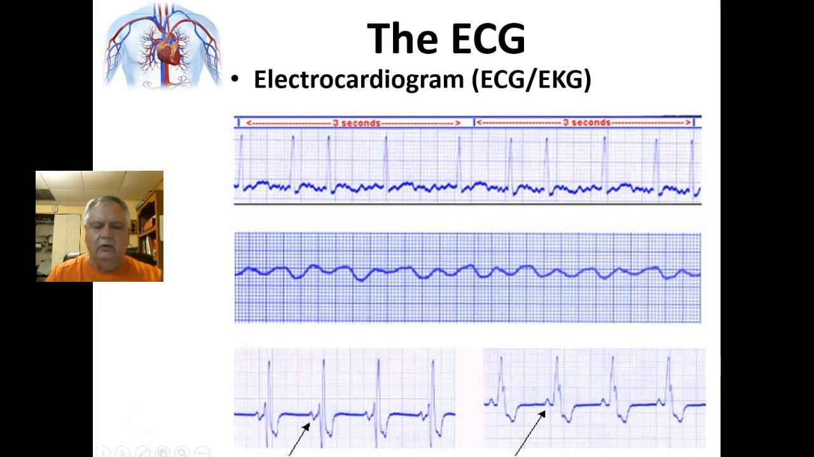We also note here that there are inverted T waves. Inverted T waves can indicate ischemia, because we're maybe not getting adequate contraction of the ventricles to provide enough blood perfusion to the cardiac muscle tissue.